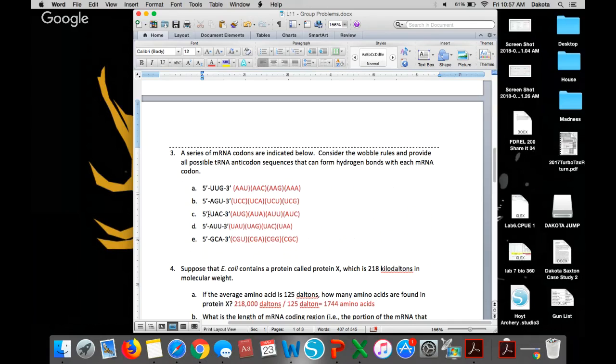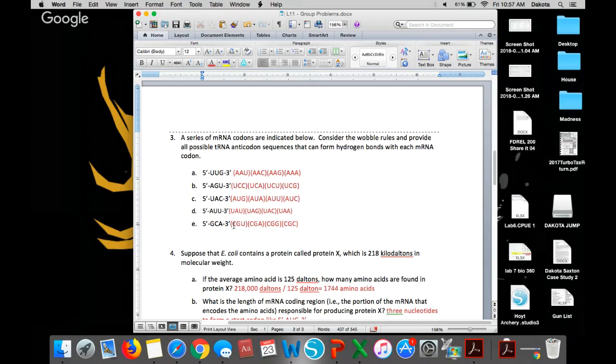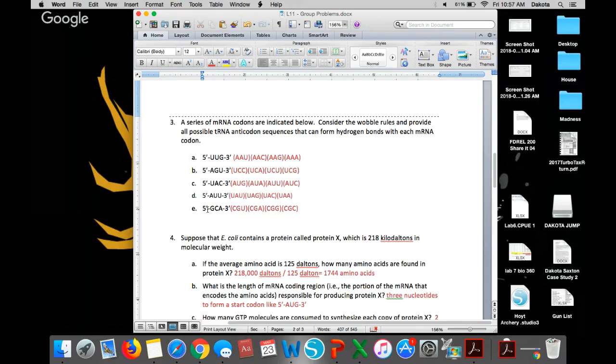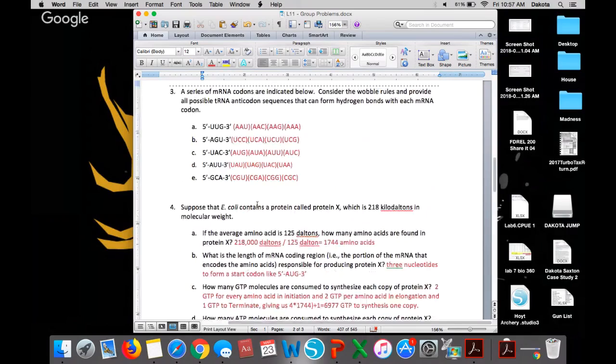For example, on C, the UAC could also be UAG, which is a start codon, so that one might get canceled out. It also would be UAA, UAU, and UAC. And then E, we have CGU, CGA, CGG, and CGC. And those would be, as long as the first two are the same, the third one doesn't really matter.